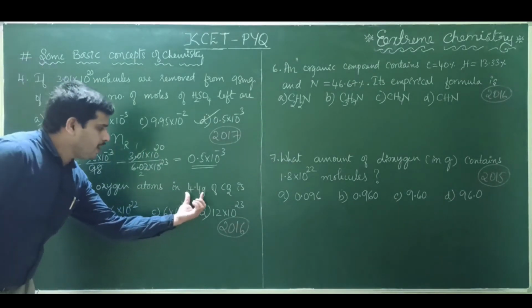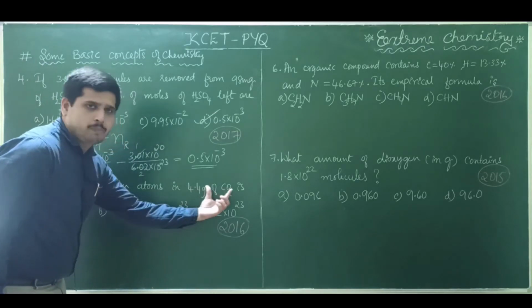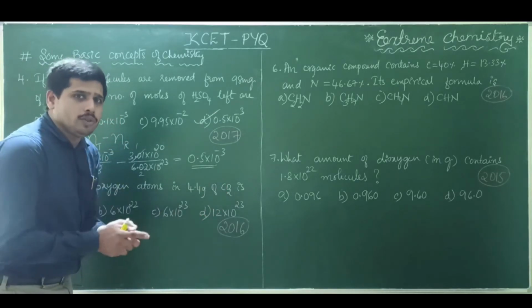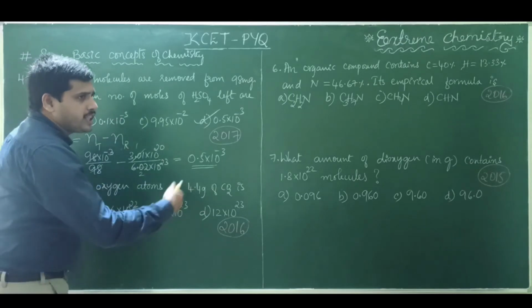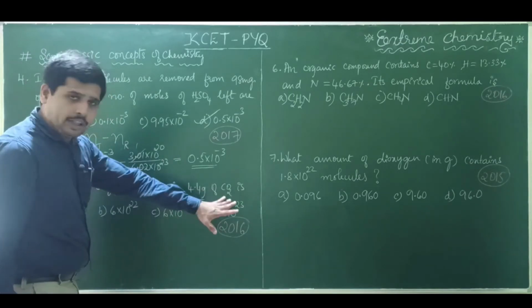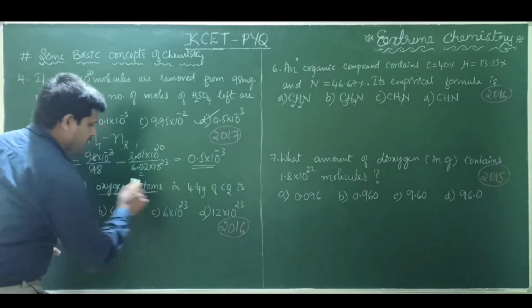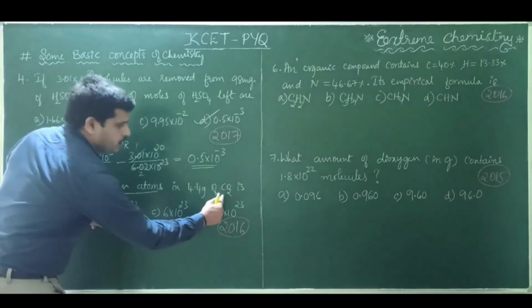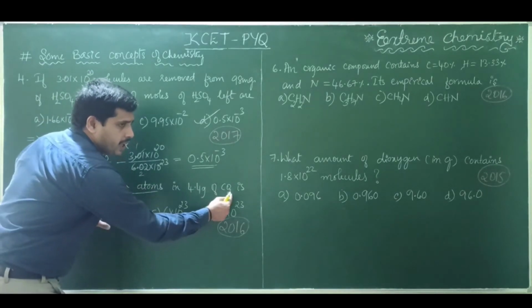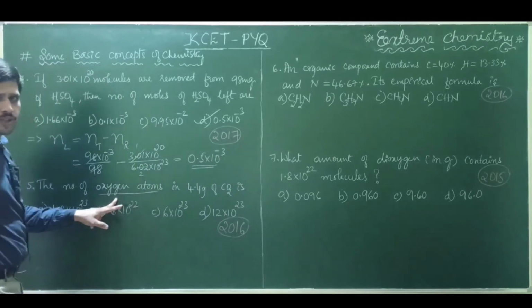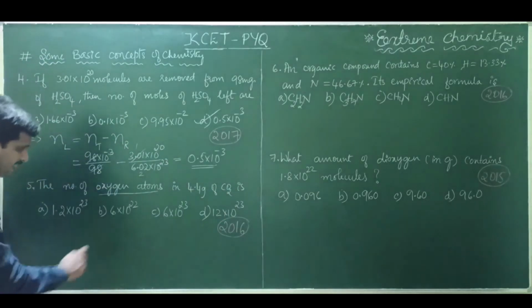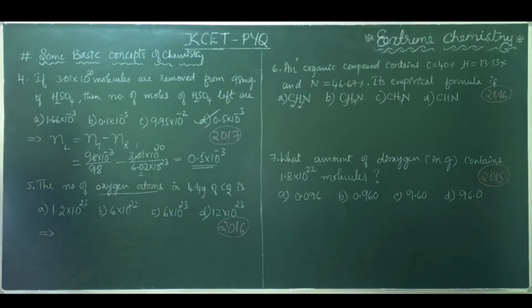So what do you do? Find out how many moles of carbon dioxide were there, and that many moles into Avogadro number will become the molecules, but the question is about oxygen atoms. So how to connect that? 1 molecule of carbon dioxide contains 2 atoms of oxygen. So in that way you can go for it. In a single step, how to complete it? This is the easiest one.